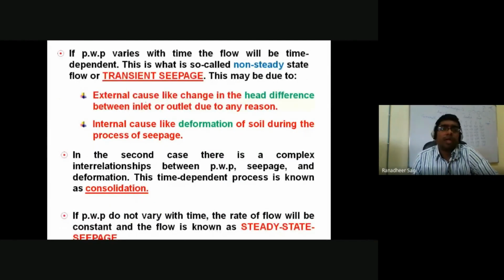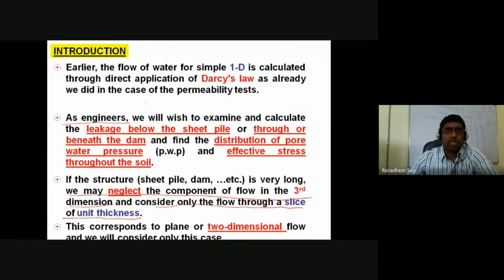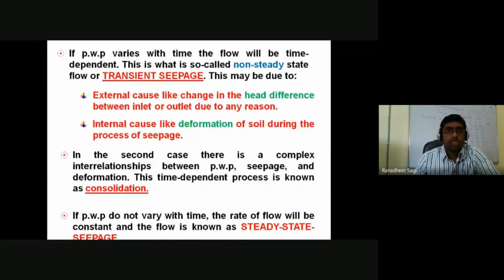PWP refers to pore water pressure. If pore water pressure varies with time, the flow will be time dependent. In general, the pore water pressure that gets developed in the case of consolidation related problems.